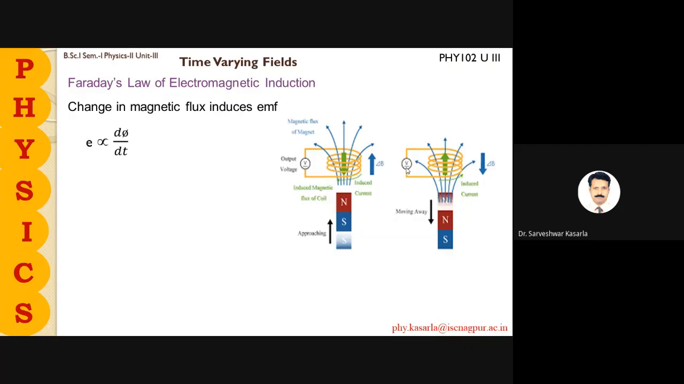So E is directly proportional to d phi by dt. d phi by dt is the rate of change of flux.